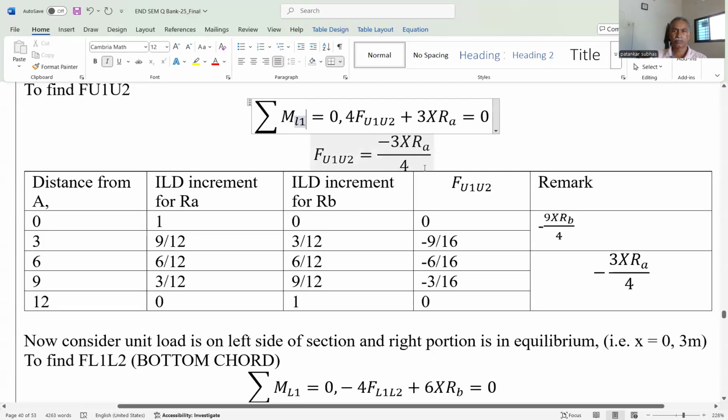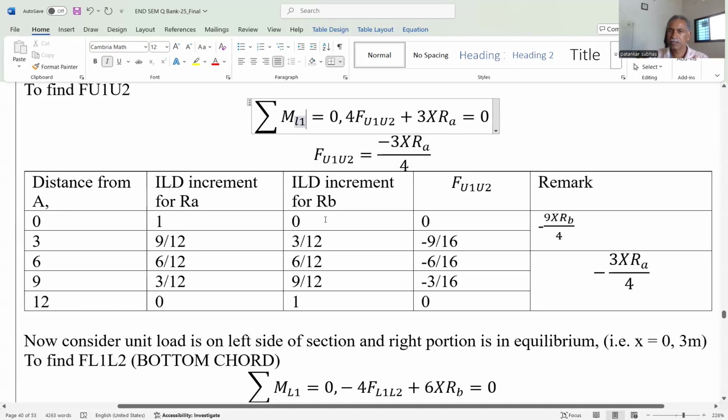Okay. So, after this, we can tabulate the result. Better way, either we can use the direct ILD for RA and RB or we can tabulate the result so that it will be more convenient. So, distance 0, 3, 6 meter, 9 meter and 12 meter, because the total span is 12 meter from A to B. ILD ordinate for RA: 1, then 9 by 12, 6 by 12, 3 by 12 and 0.